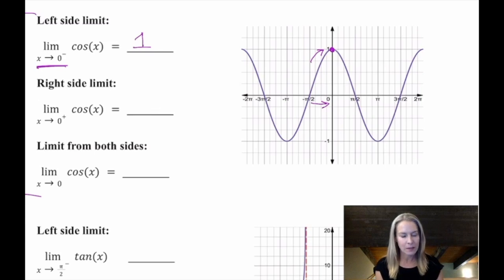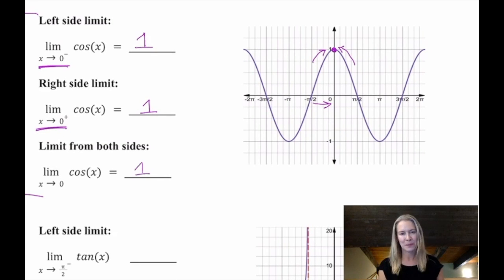What about from the right? This is the limit as x approaches 0 with a little plus sign. Well, coming in from the right, it's heading to the same place. It's heading to 1. So in this case, we would say the limit from the right is equal to 1. Now, the limit from the left and the limit from the right are both equal to 1. Same value. It's a real number. Therefore, the limit from both sides is also equal to 1.